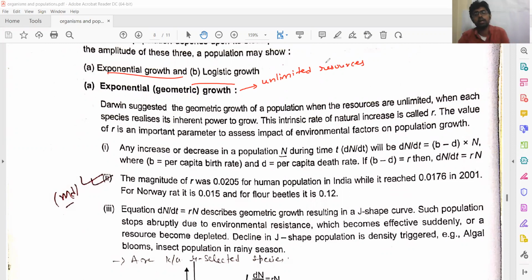When the resources are unlimited, the organisms grow, you can say, without any pause. They just grow. And after some time, when the conditions are unfavorable, their population also retards in the same way and they vanish. Okay, but let me first introduce you to two, three more terms.